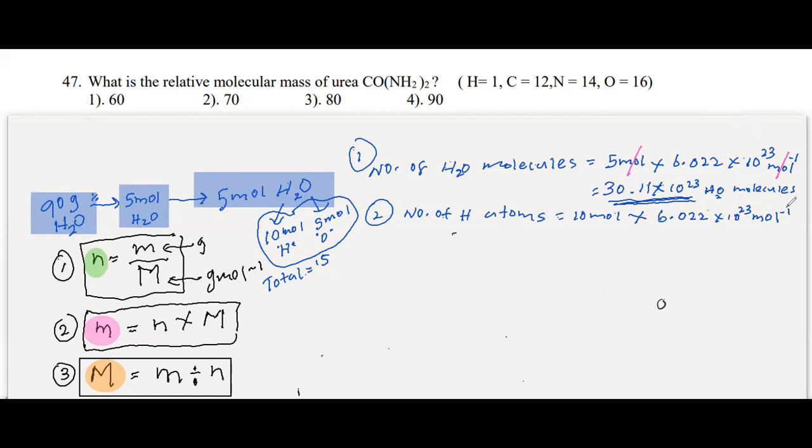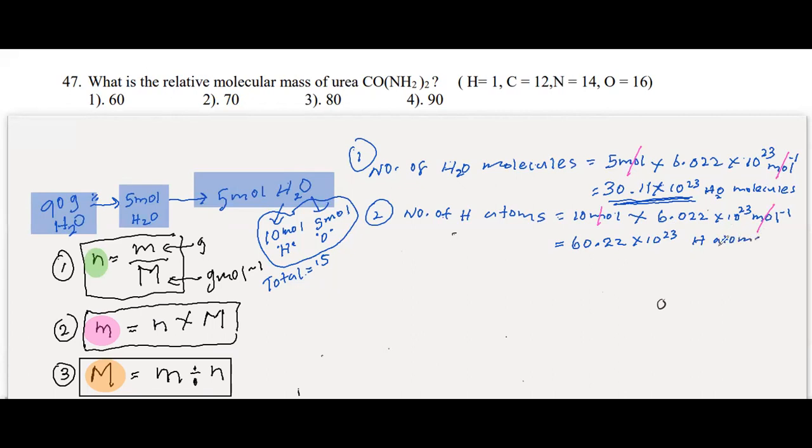Then mole per mole get cancelled. Then you get the answer 60 into, but in scientific notation you can write it 10 to the power 24 if you want. 60.22 into 10 to the power 23, not molecules, hydrogen atoms. H atoms.